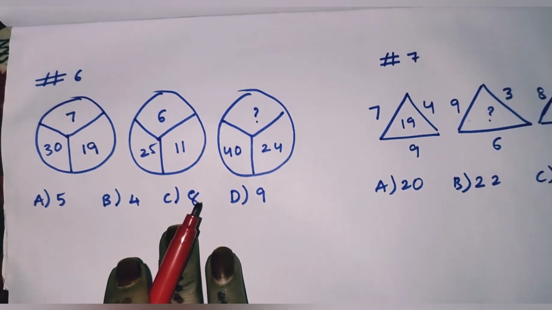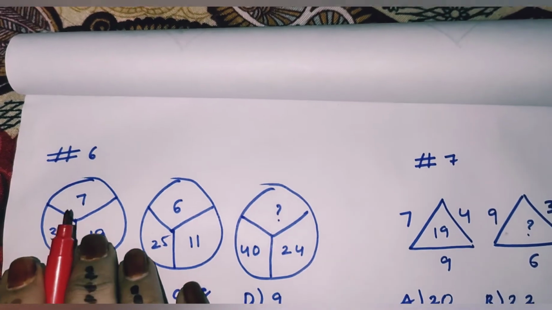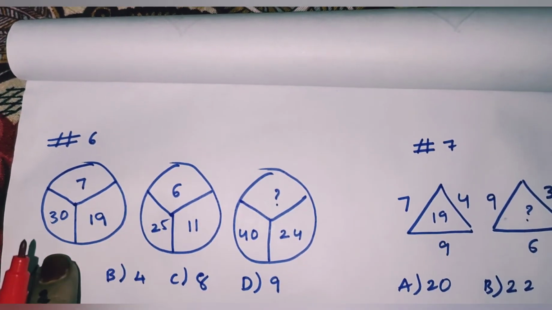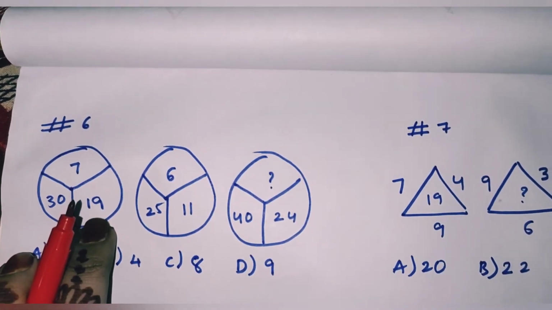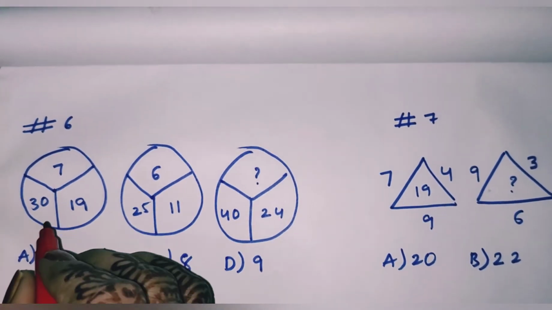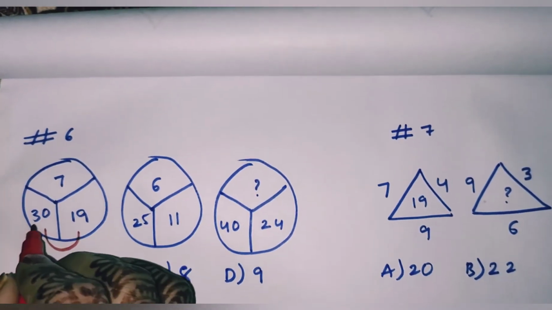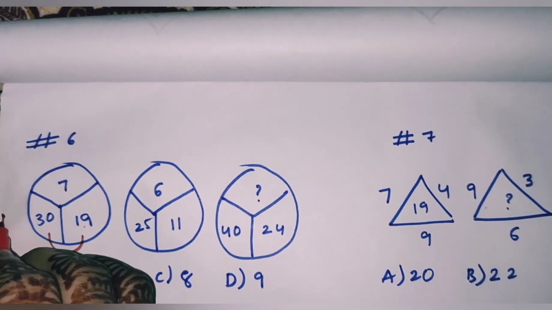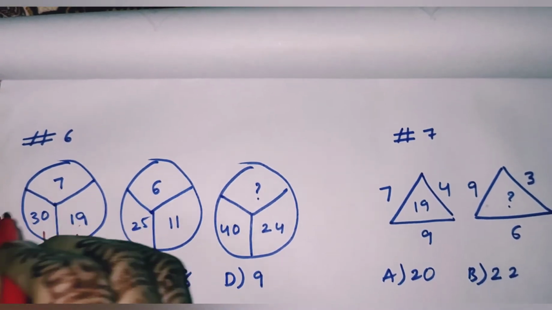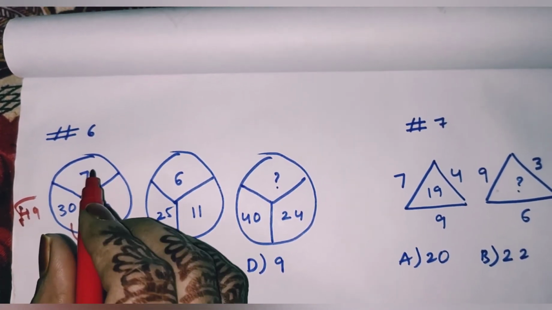This is our model number 6, friends. This is somewhat tricky. See here friends, we don't apply the operation on the smallest number. We apply the operation on the largest numbers, and we try to find the relation with the smallest number. See here friends, 7, 30, 19. So try to add these two numbers, friends. 30 plus 19 is how much? 49. So how do you get 7 from 49? Square root of 49 is 7.